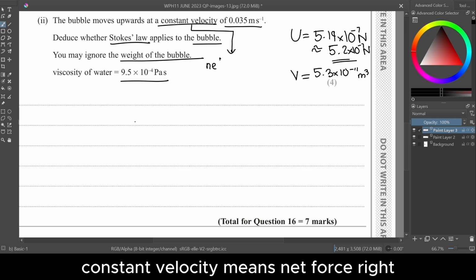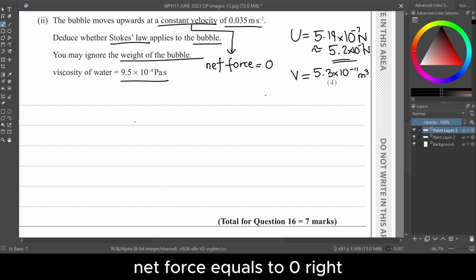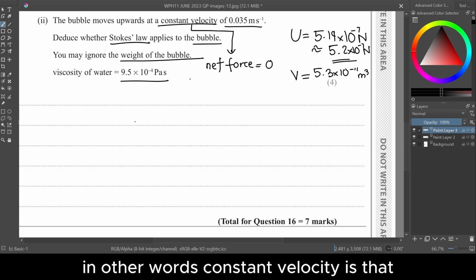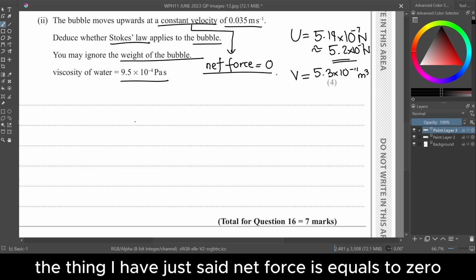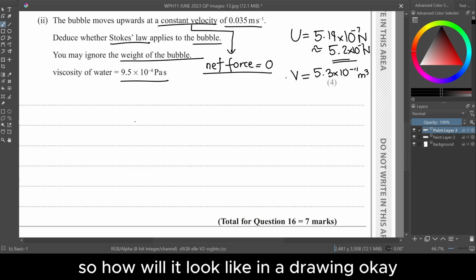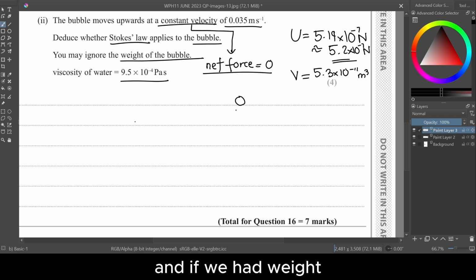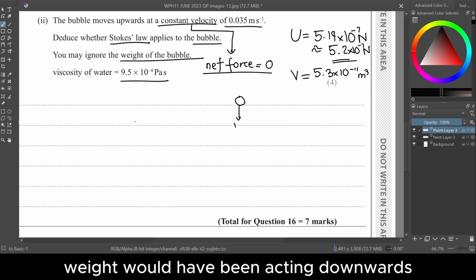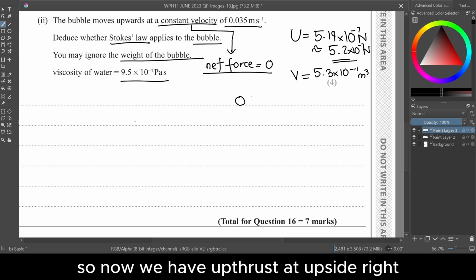Constant velocity means net force equals 0, right? In other words, it has reached the terminal velocity. Now let's draw this. Net force is equal to 0. So how will it look in a drawing? We have this bubble here, and weight would have been acting downwards, but they ask us to ignore it. So now we have upthrust upwards, right?